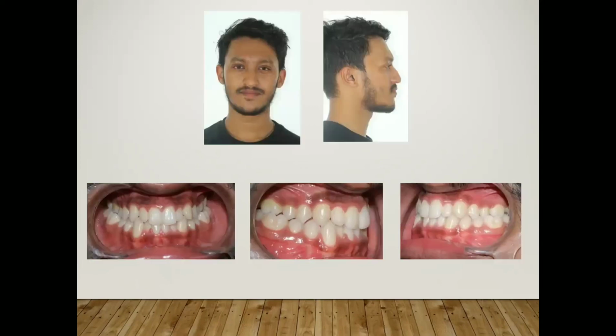So next is compensated malocclusion. Here in this case, the patient has a prognathic mandible. In order to mask that, the mandibular lower anteriors have retroclined and your upper anteriors have proclined. So this is an example for a compensated malocclusion.